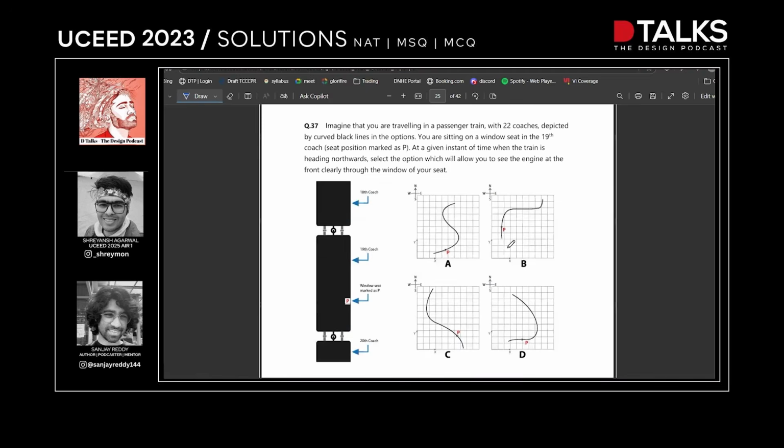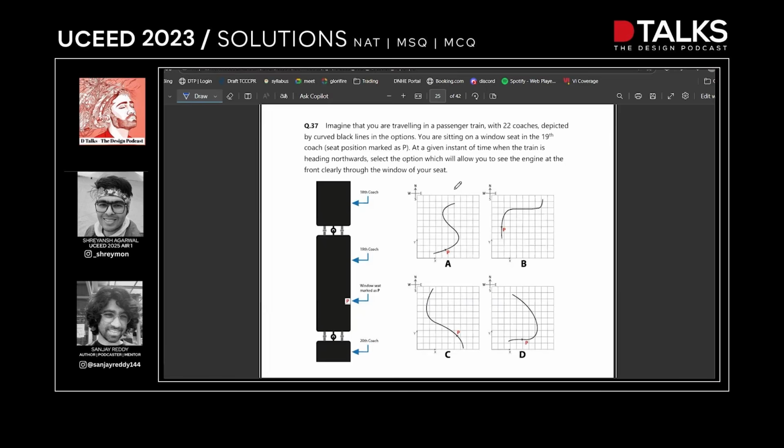37. Imagine that you're traveling in a passenger train with 22 coaches, depicted by the curved black lines in the options. You are sitting on a window seat in the 19th coach, seat position marked as P. At a given instant of time, when the train is heading northwards, select the option which will allow you to see the engine at the front clearly through the window of your seat.